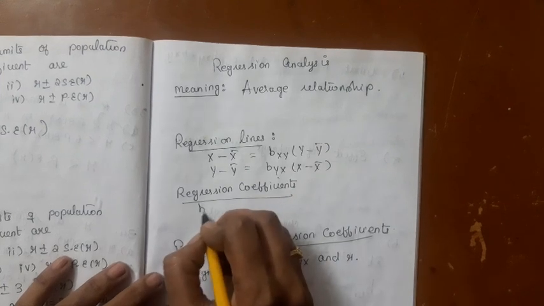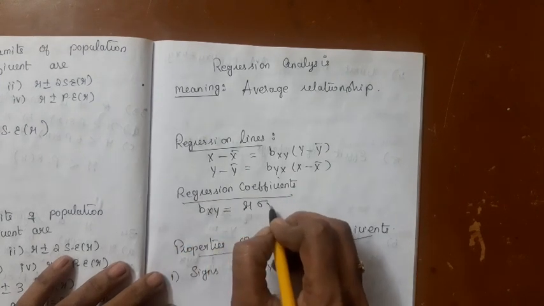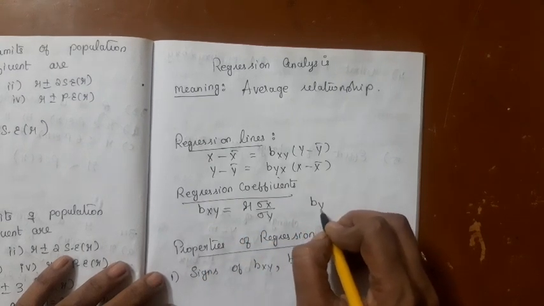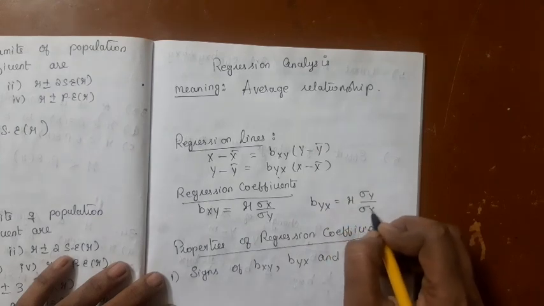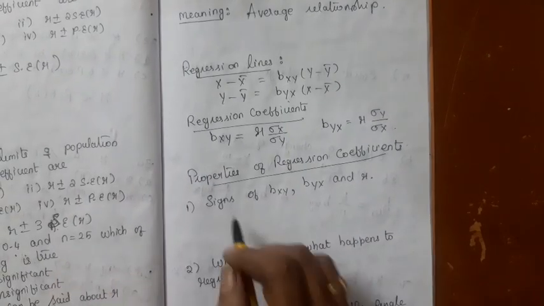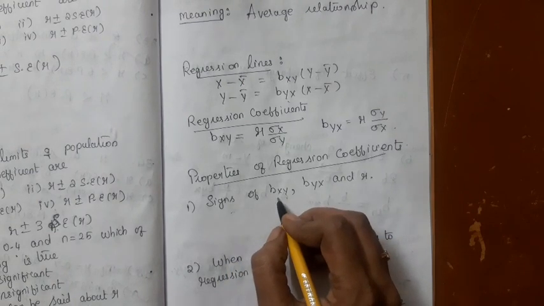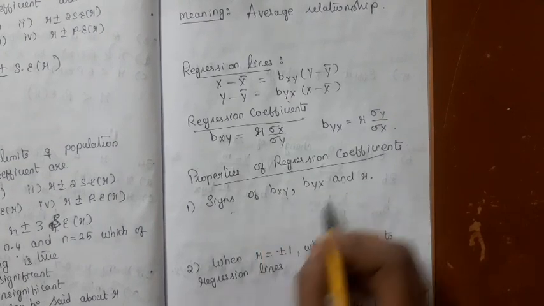Here this bxy is called the regression coefficient of x on y, which is computed as r into sigma x by sigma y, and byx is called the regression coefficient of y on x. Signs of bxy, byx and r are the same. If this is positive, these two are also positive. They are all the same.